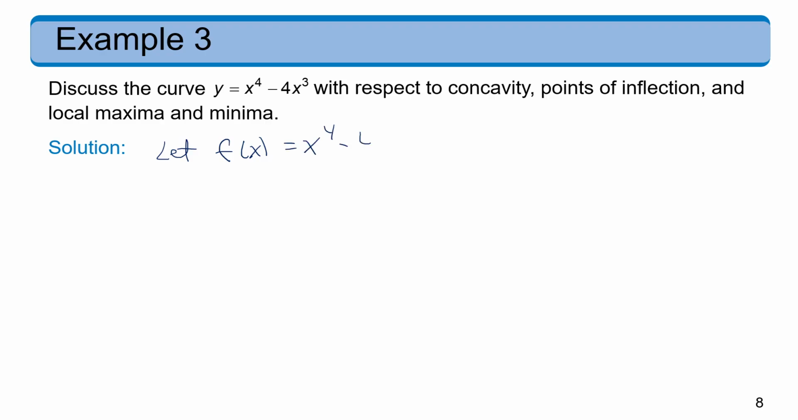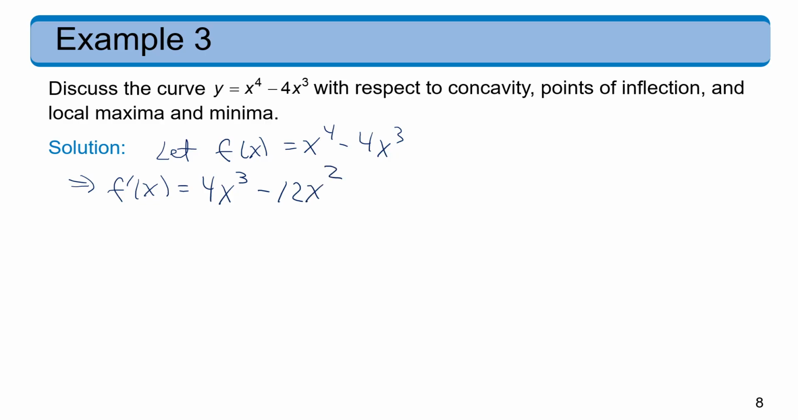And we know we're going to need first and second derivatives to discuss concavity. So let's go ahead and find those. And these are pretty straightforward derivatives. We get 4x cubed minus 12x squared for the first derivative.